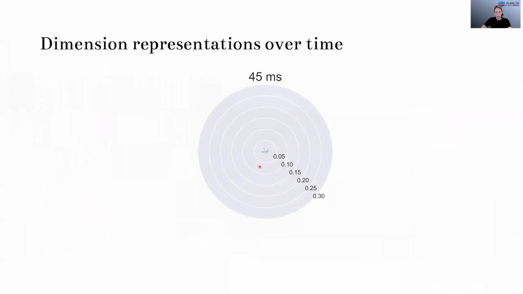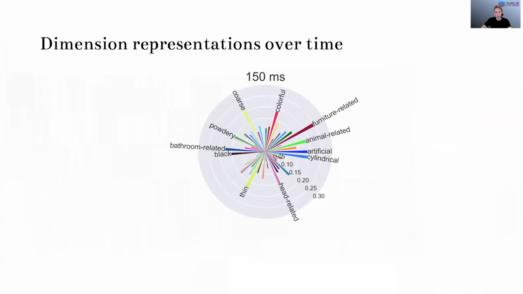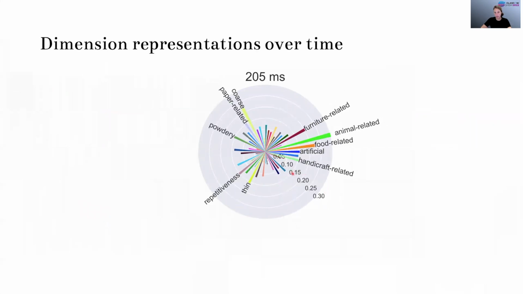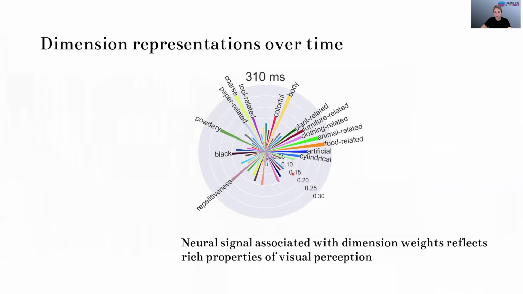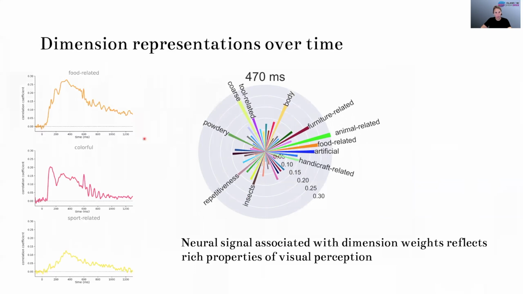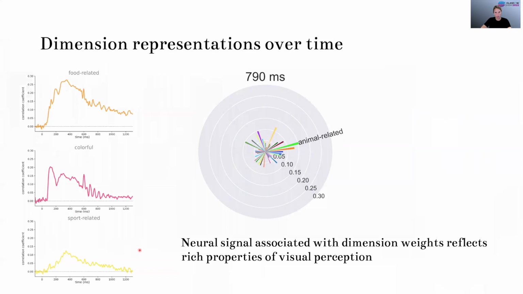Here I'm just showing you the dimension weights and how well they correlate with the neurosignal over time. Again, the length just reflects how much information we have for this dimension in the neurosignal. What you can see here is that the neurosignal is associated with dimension weights, and that this actually reflects the rich properties of visual perception. Instead of looking at this in this dynamic way, we can also look at each dimension activation over time. Here we can already see that there's some difference in the way that the time courses unfold. For example, for food related, we have a peak at around 300 milliseconds, whereas for colorful, there's an earlier one at 100 milliseconds, and sports related is weaker, but also peaks at around 300 milliseconds.